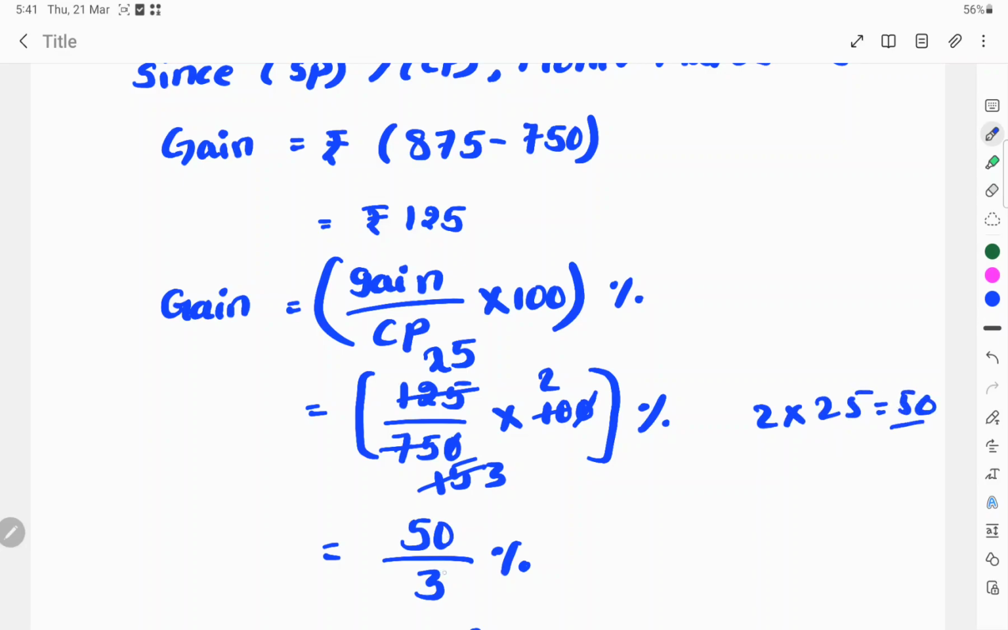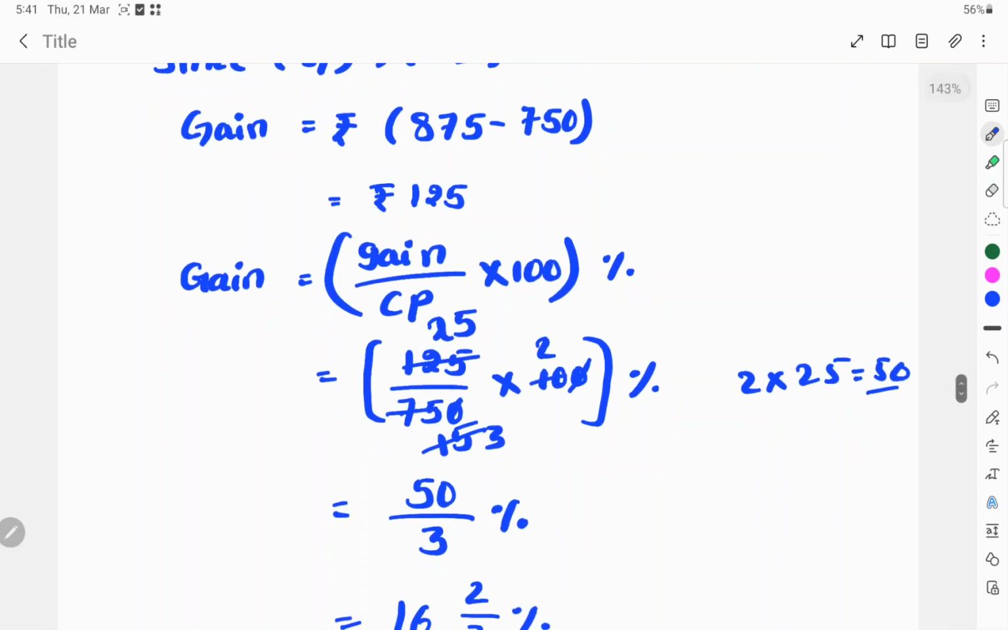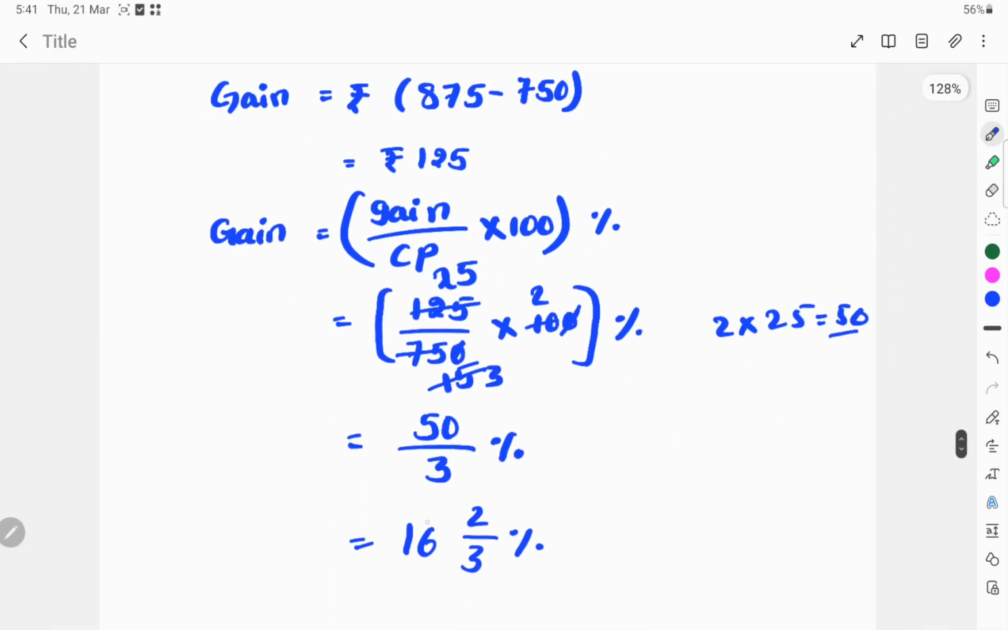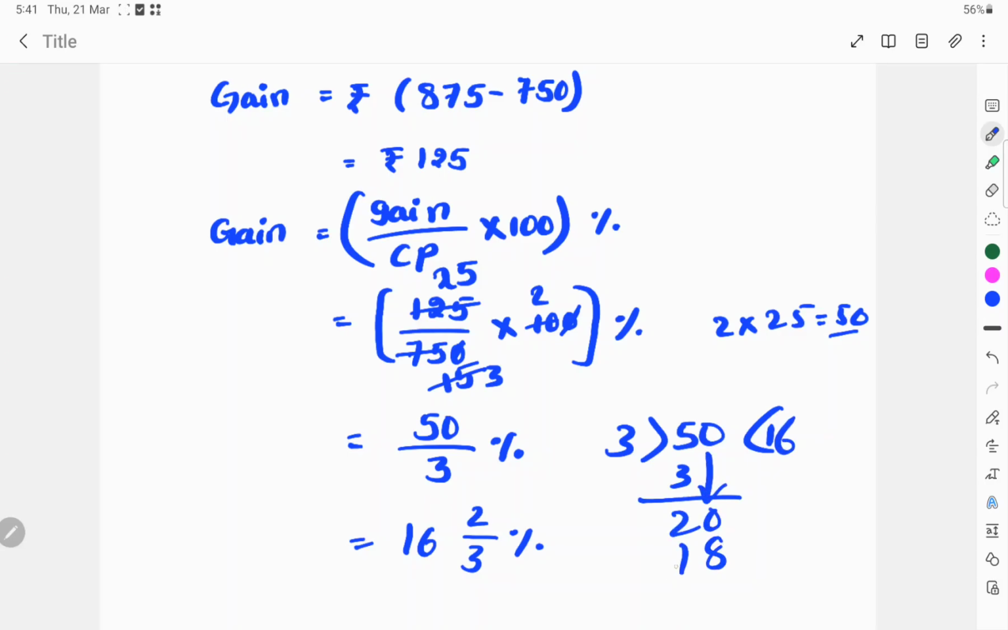So 50 by 3 percent. His gain percent is 50 by 3. Then divide 50 by 3: 3 ones are 3, remainder 2, 0, then 3 sixes are 18, so the remainder is 2. So he gains 16 and 2 by 3 percent. This is the solution.